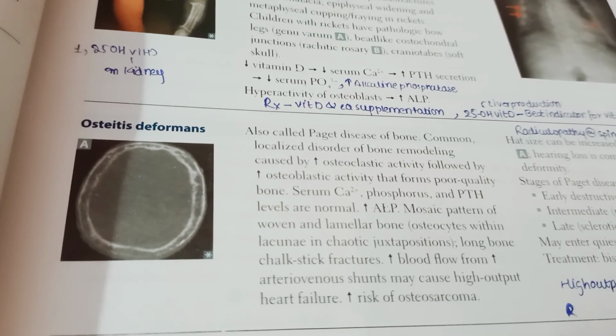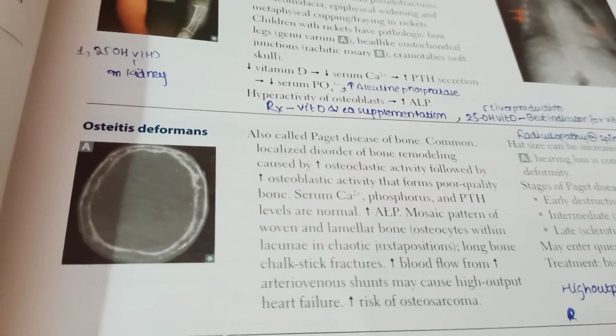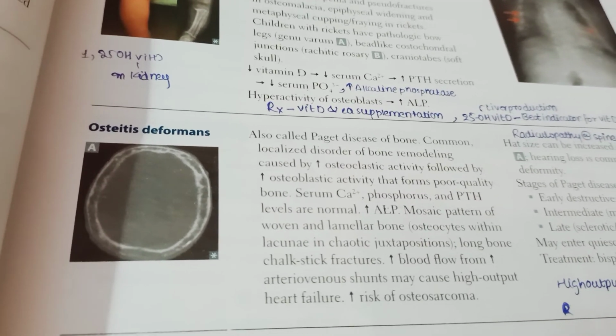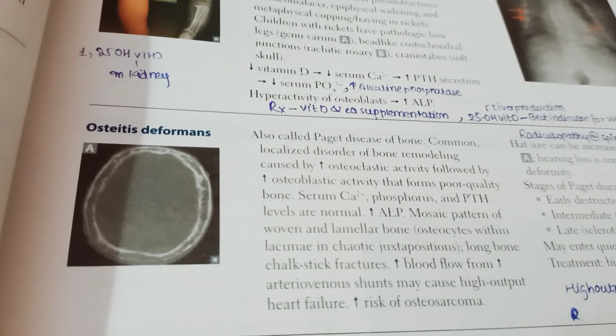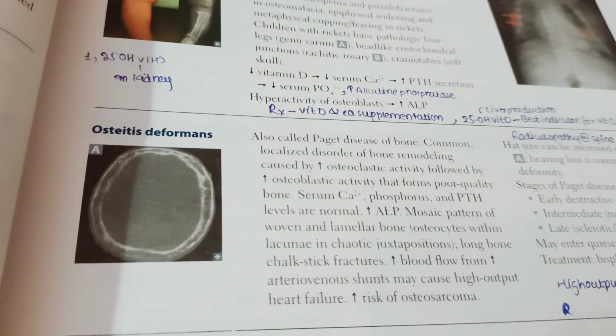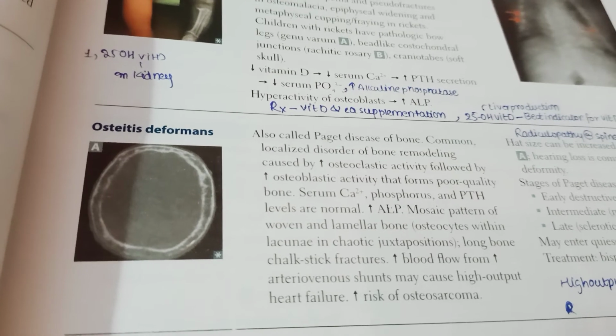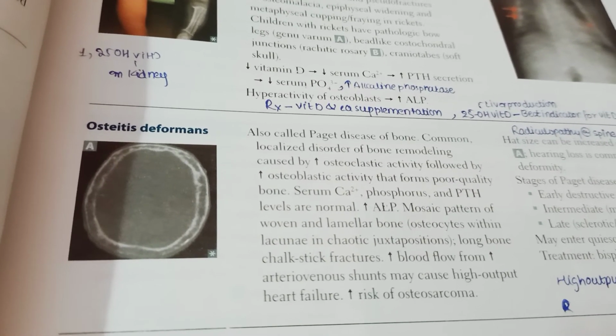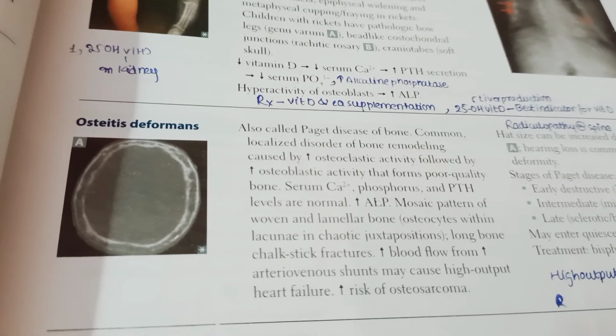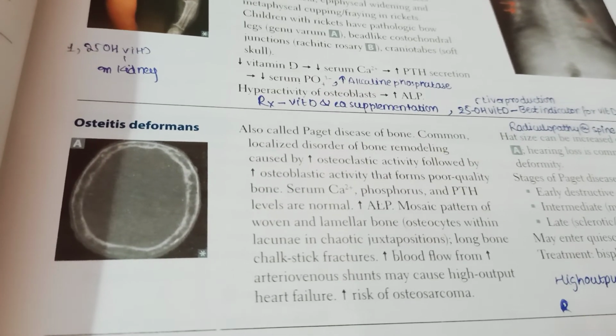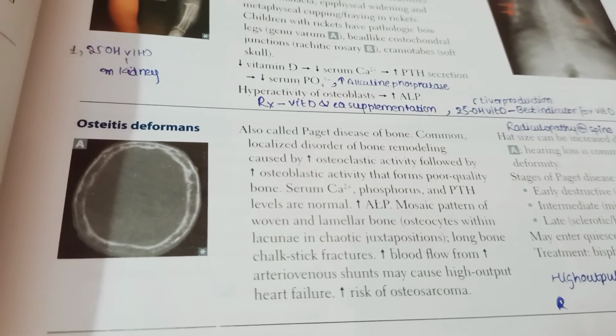So serum calcium, phosphorus, and parathyroid hormone are all normal, same as in osteoporosis. In osteoporosis also all lab values are normal. But here the alkaline phosphatase is increased at the end because the osteoclast has degraded all the bones. So now the osteoblast tries to rebuild the bones, and it requires an alkaline environment. So alkaline phosphatase is increased, and there's a mosaic pattern of woven and lamellar bone.